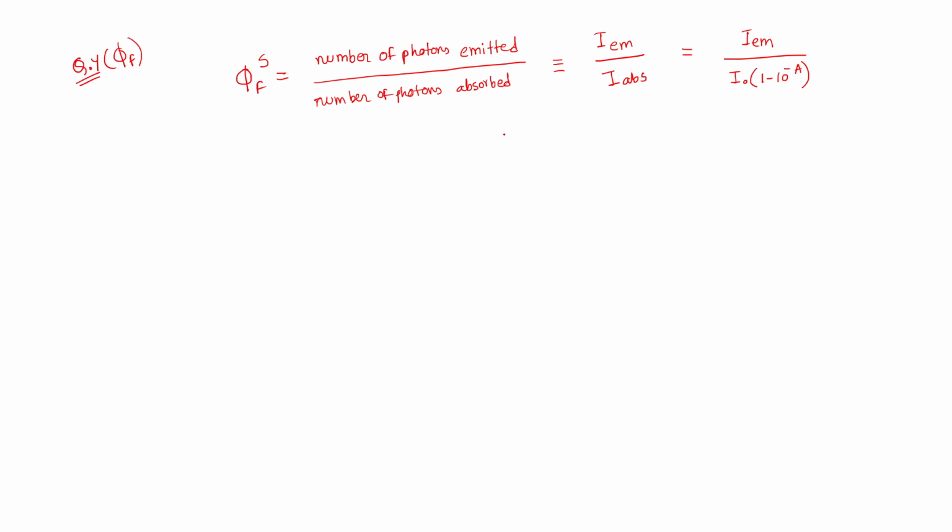Do you need a quick recapitulation, or do you already know this, Avantika? How we are going from I emission by I absorbed to this. I hope this is already in the lecture, so I will not discuss this much more. And as we are saying, this is for the sample, so I will write I emission of the sample, and I0 is the incident light, and A is the absorbance of the sample.